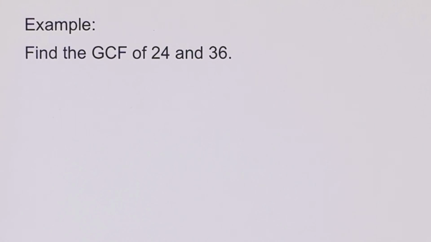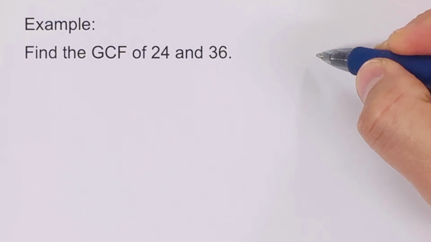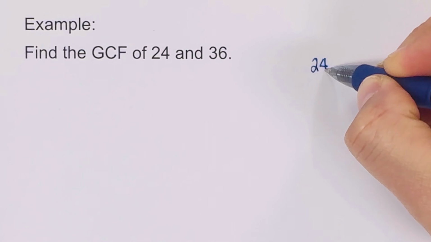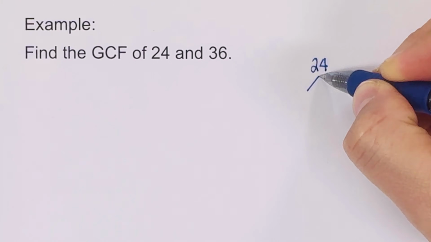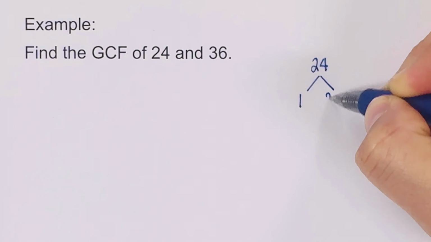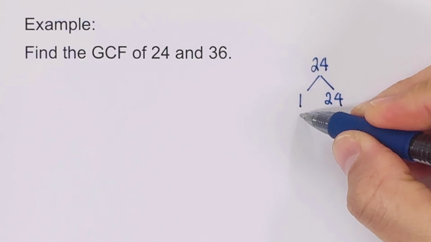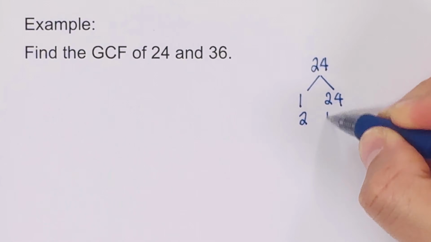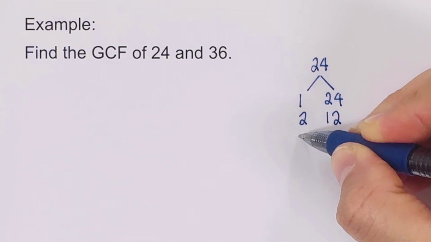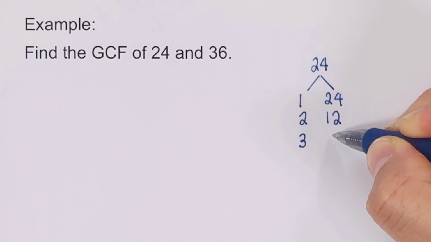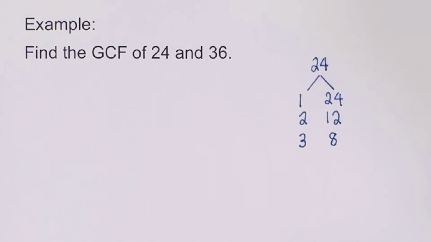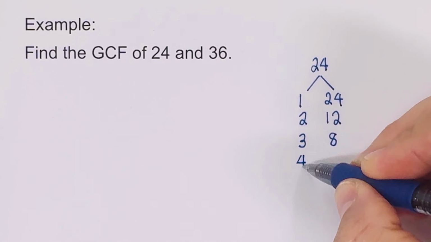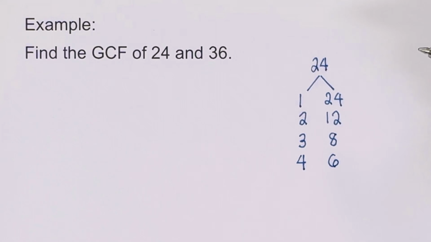In this example, we're supposed to find the GCF of 24 and 36. Again, pretty much the same thing. We're going to find the factors of 24 first. Again, the trick is you always start with 1. So 1 times 24 is 24. 2 works with 24. That would be 2 times 12 is 24. 3 works with 24, so that would be 3 times 8 is 24. 4 works with 24. 4 times 6 is 24.